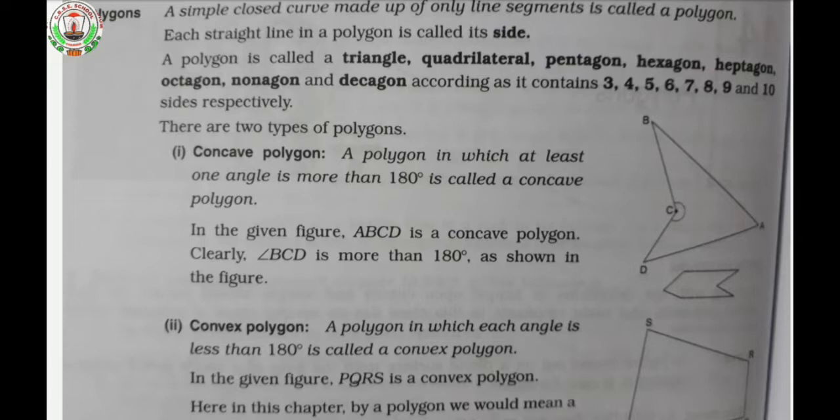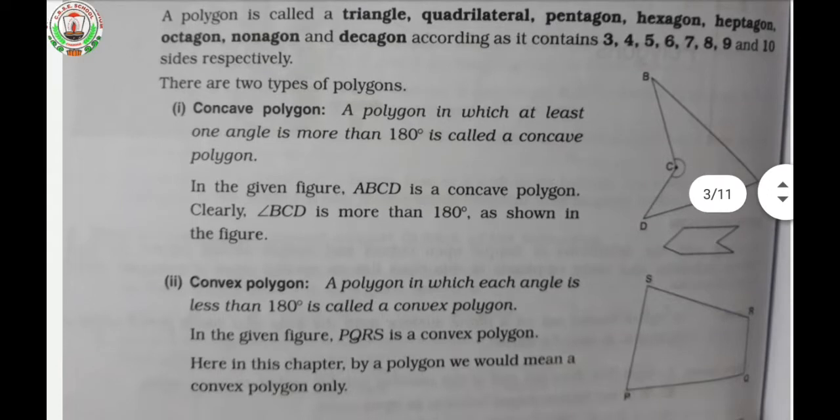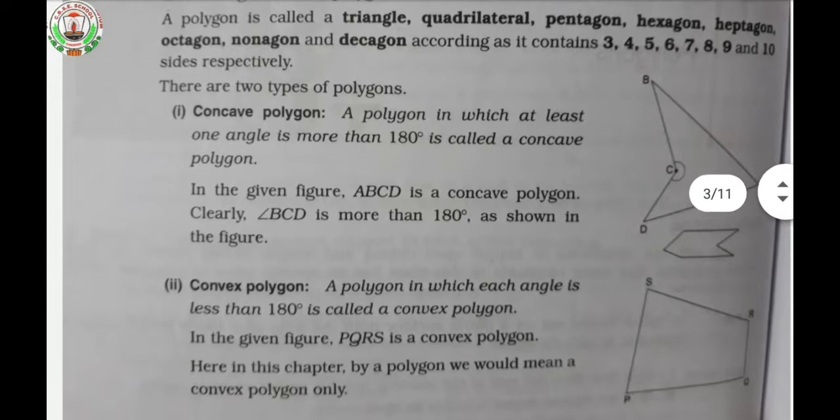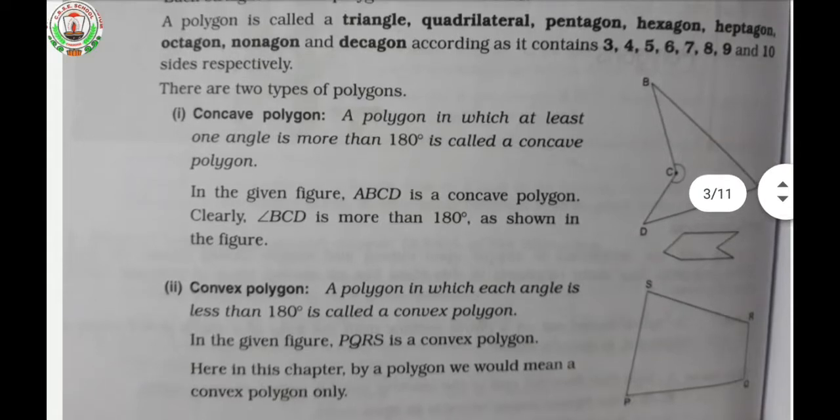Second is convex polygon. A polygon in which each angle is less than 180 degrees is called a convex polygon. So here is a figure PQRS. In this, each interior angle of the polygon must be less than 180 degrees.